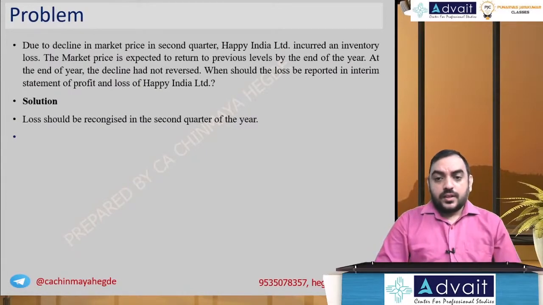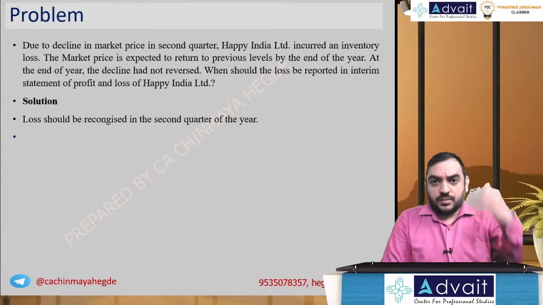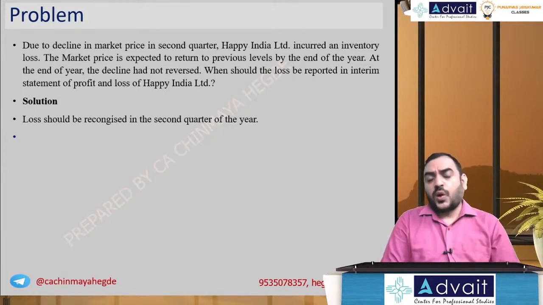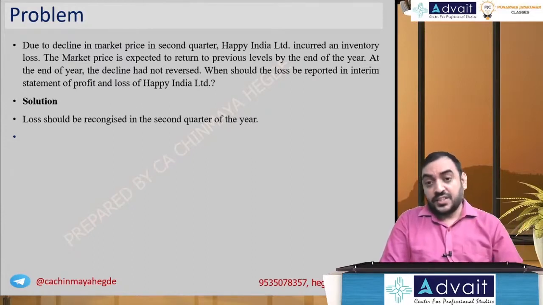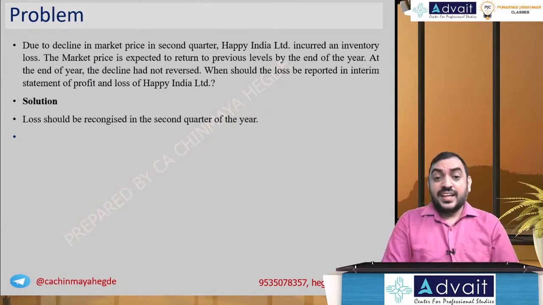Next one. Due to decline in the market prices in the second quarter, Happy Limited incurred an inventory loss because the market price decreased. Inventory loss occurred. Cost or NRV, whichever is less. The market price is expected to return to previous level by the end of third year. At the end of the year, the decline had not reversed. What should be the loss to be reported in the interim statement of profit and loss of Happy Limited? Loss should be recognized in the second quarter only.